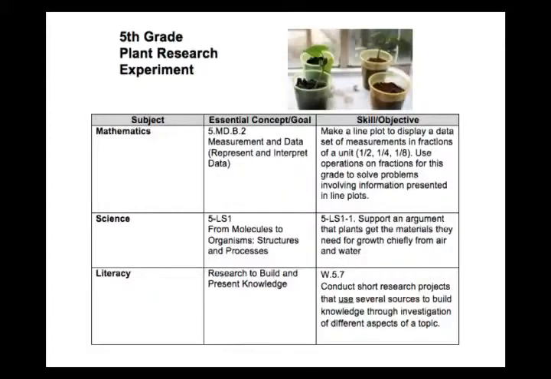You are doing a research experiment in the 5th grade on plants. And actually what it's doing is it's addressing at least three different core curriculum standards. Under science, you're trying to support an argument that plants get the materials that they need for growth, chiefly from the air and water. So what you're going to do is an experiment where you're going to be giving varying amounts of water to different plants to see how well they grow. You're going to capture all that information on a line plot chart, and this will be a way in which you'll be comparing their growth.